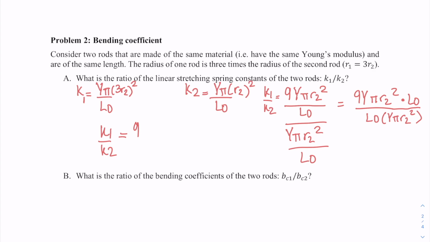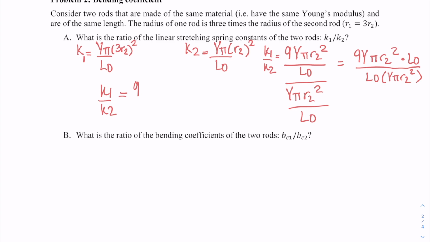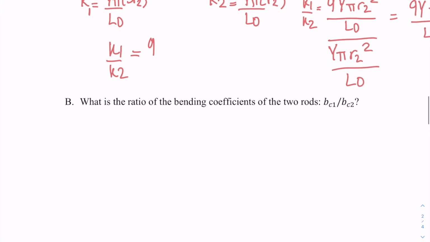Now, part B, very, very similar, but it's now the bending coefficient. So for bending coefficient, it's another new equation that we have to keep track of again, right? Bending coefficient, if you remember from lecture, is BC equals pi over 4, and then multiplied by Young's modulus, and then times the radius to the 4th power, right?